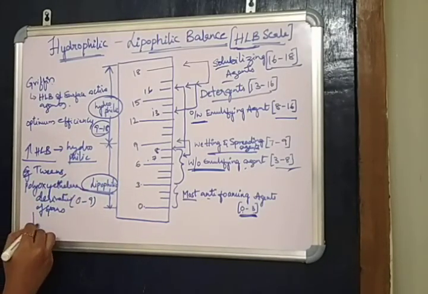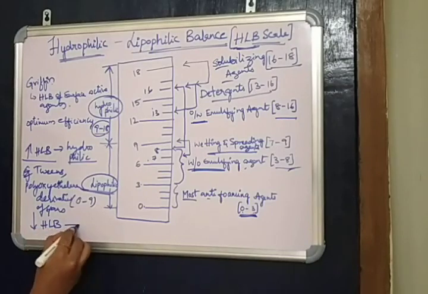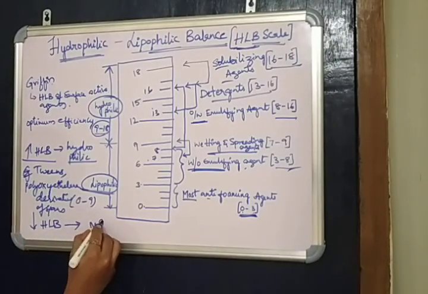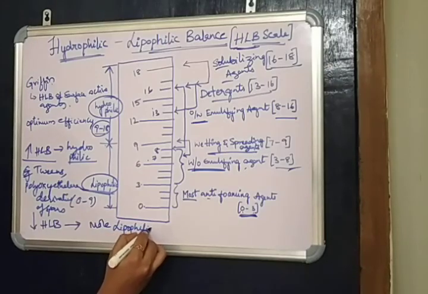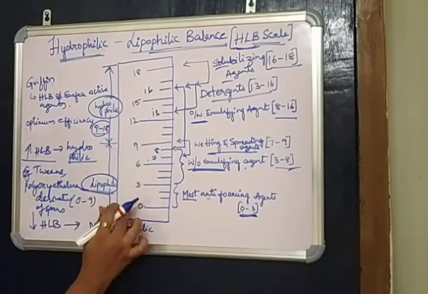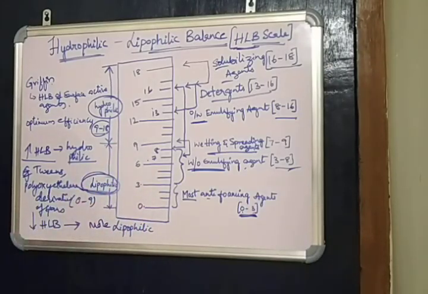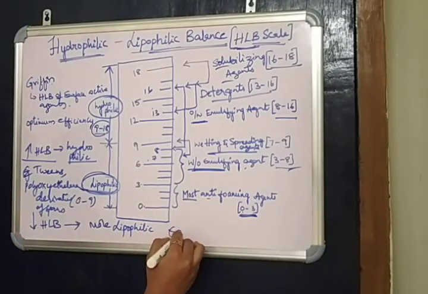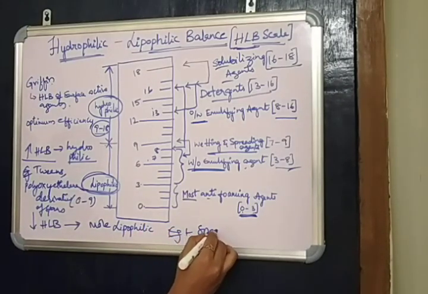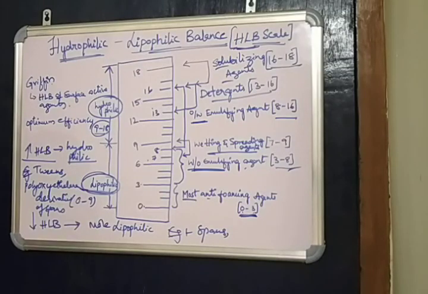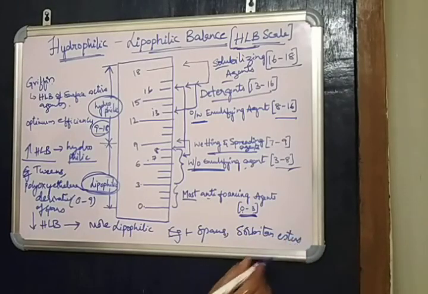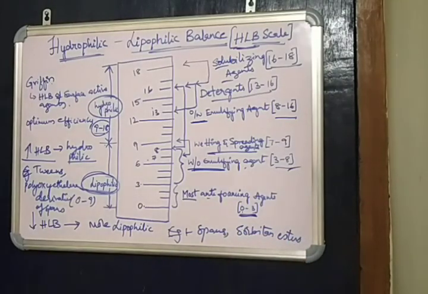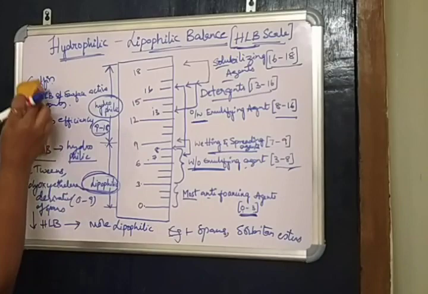And the lower the HLB, the more lipophilic in nature. Examples are Spans, sorbitan esters.